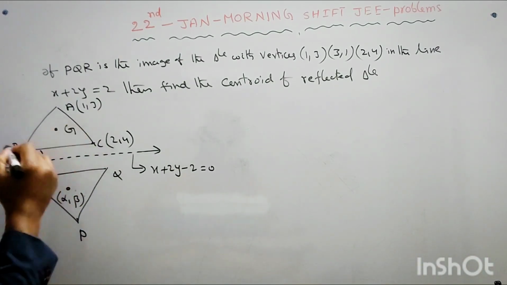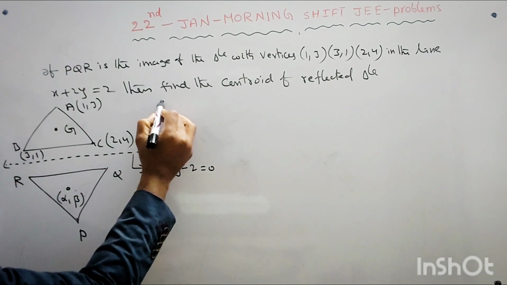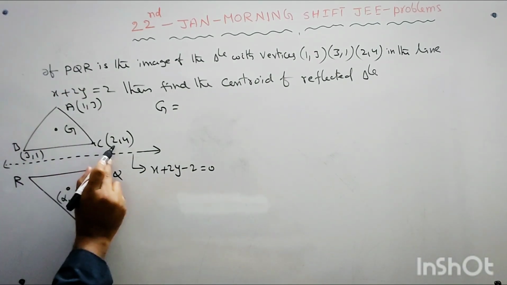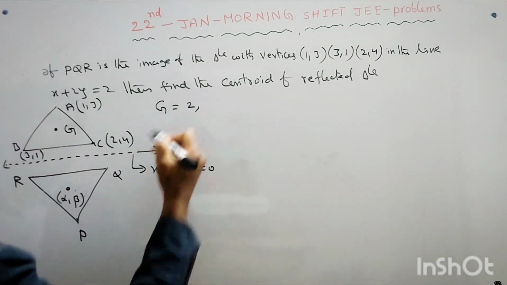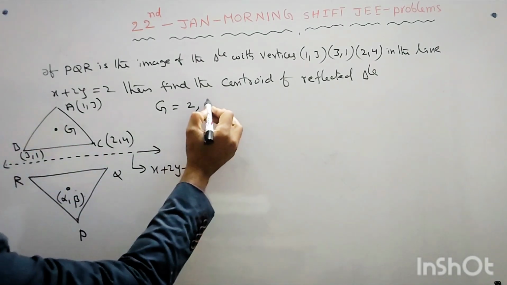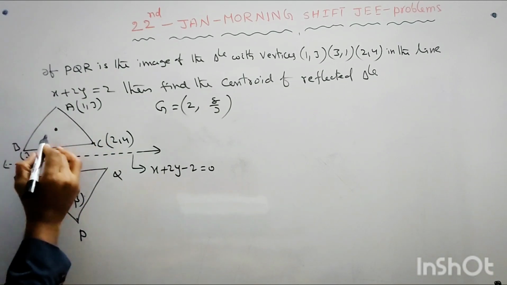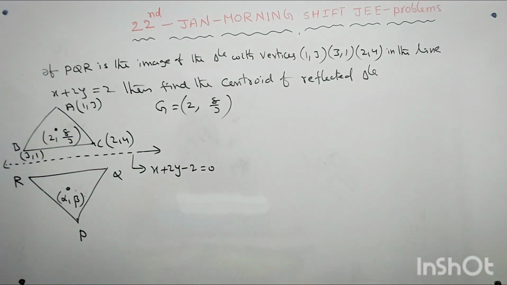What is the centroid of triangle ABC? The centroid formula is x1 plus x2 plus x3 by 3, comma y1 plus y2 plus y3 by 3. That means add these numbers: 2 plus 3 is 5, 5 plus 1 is 6, 6 by 3 is 2. Then 4 plus 3 is 7, 7 plus 1 is 8, 8 by 3. So the centroid of this triangle is 2 comma 8 by 3.